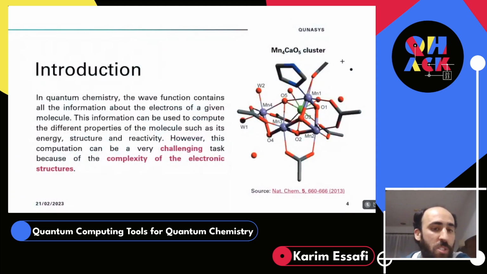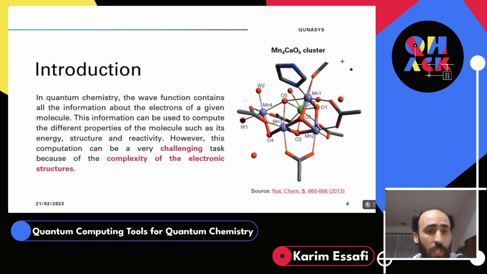In quantum chemistry, the wave function contains all the information about the electrons of a given molecule. And this information can be used to compute all the different properties, such as the energy, the structure of the molecule, the reactivity. However, this can be quite challenging when you're dealing with big, complex molecules because of the complexity of the electronic structure. If you take a look at the molecule on the right, you can see that this has a lot of electrons in it, and it can be very hard to compute exactly what goes on inside of these molecules.